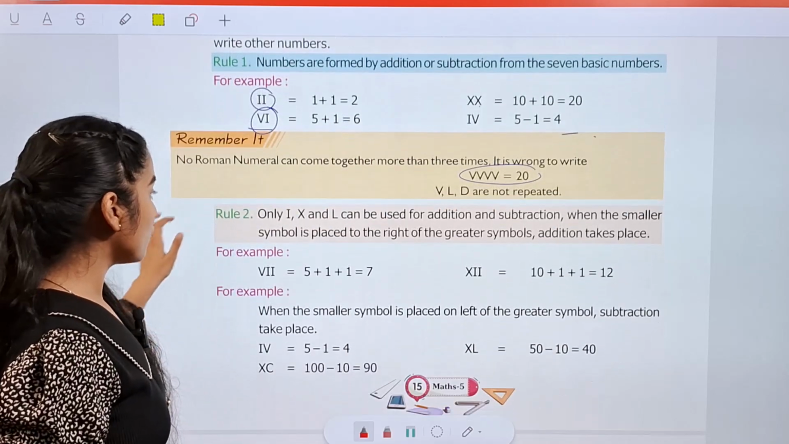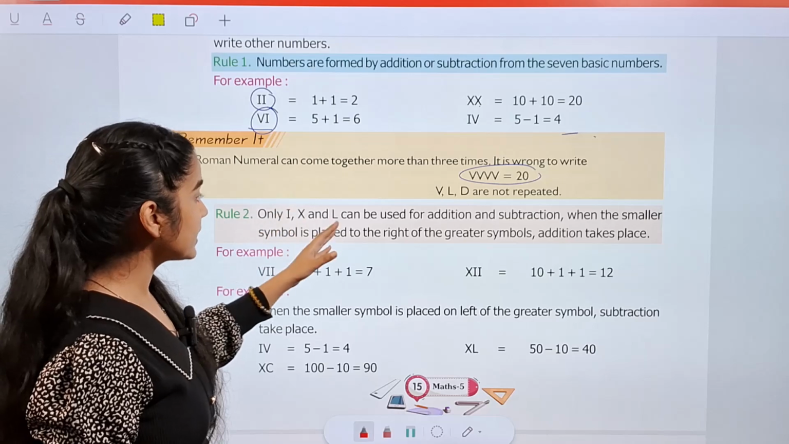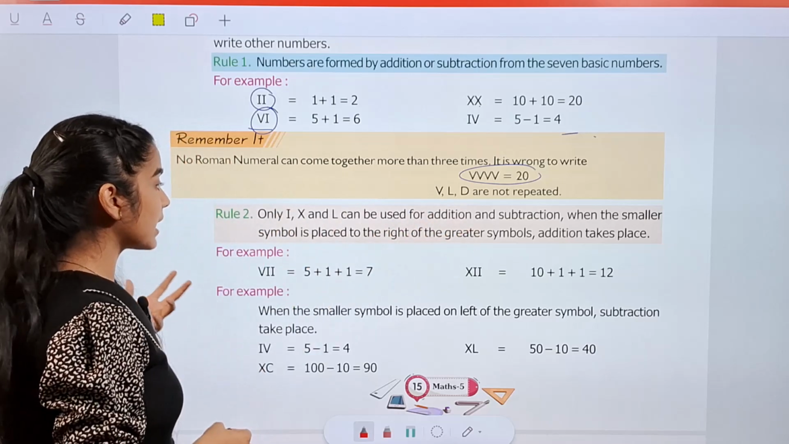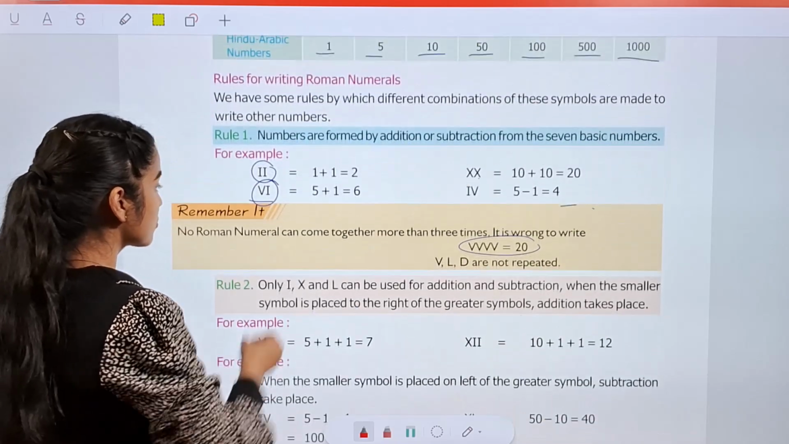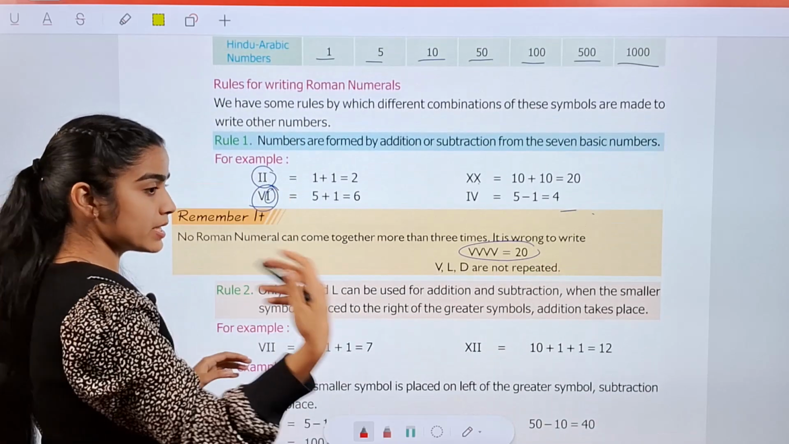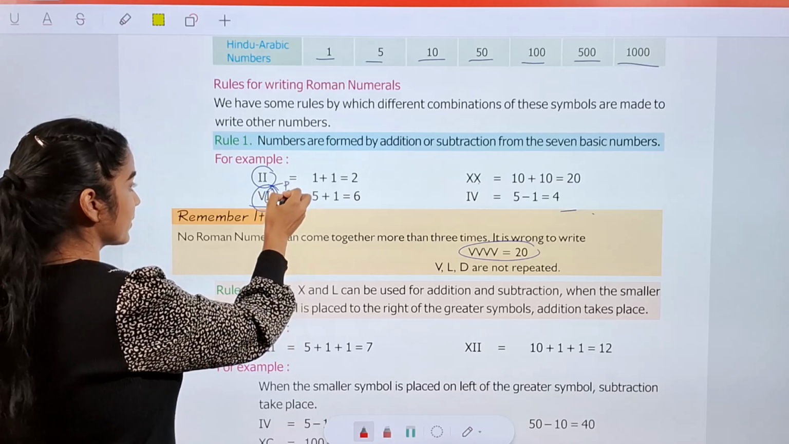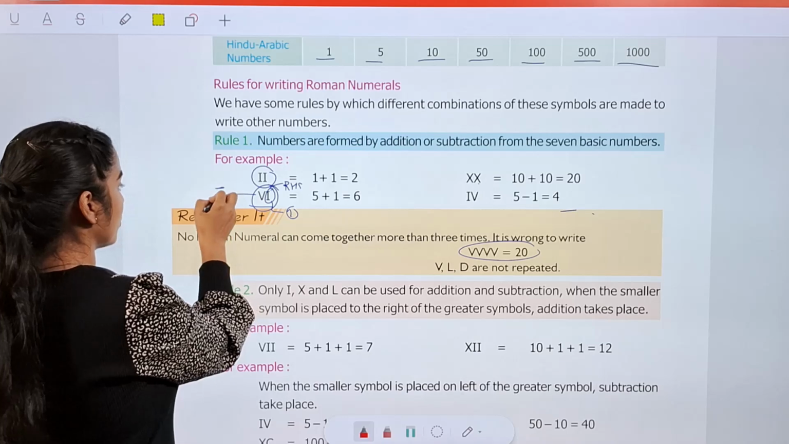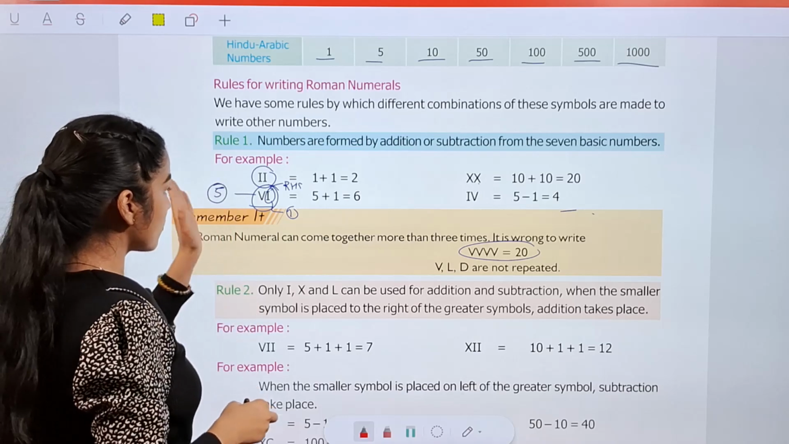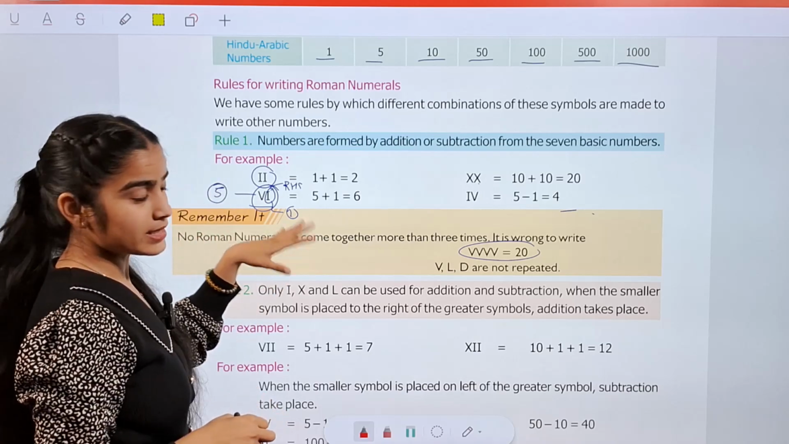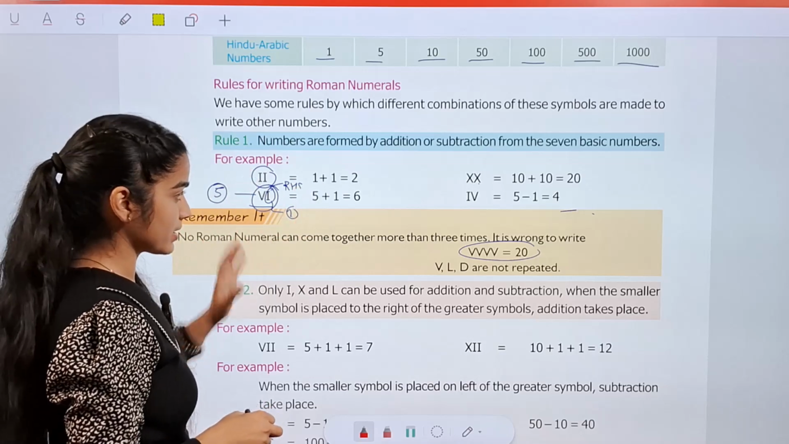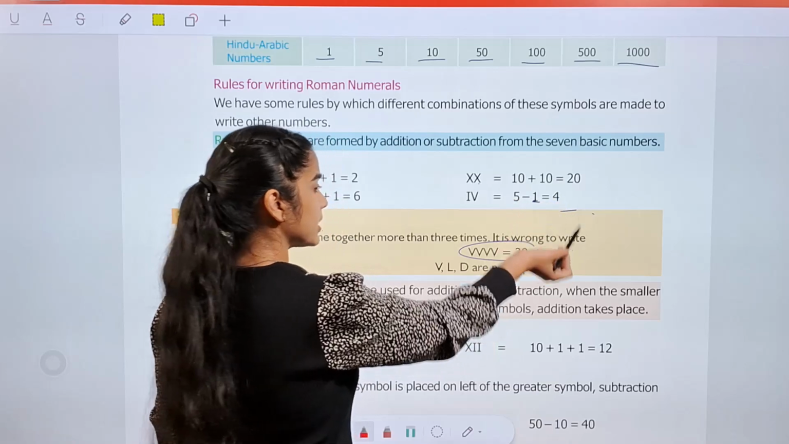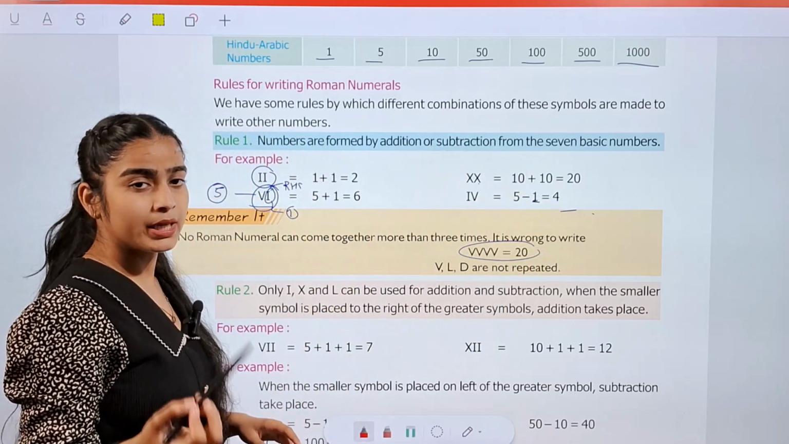Okay, now only I, X and L can be used for subtraction. For addition, the smaller symbol is placed to the right of the greater symbol. So this is the smaller number, which is placed at the right. This is 1 according to Roman numbers, and this is 5. So the smaller number is on the right-hand side, and that means we have to add.